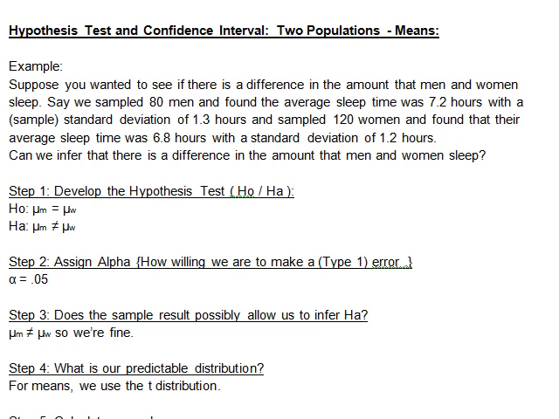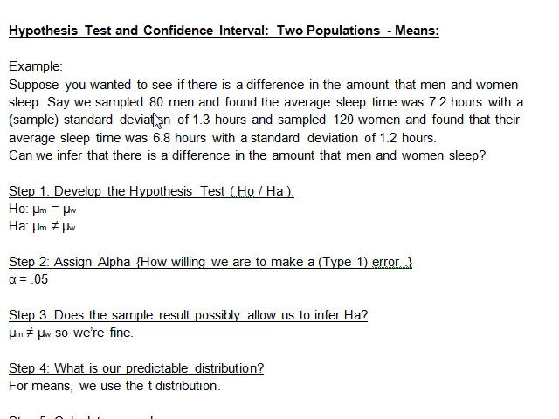Hi class. So, one more example of a hypothesis test and confidence interval for two populations, and we're looking at two population means. Okay, so example.